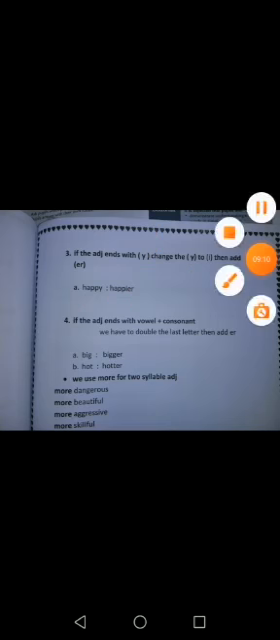Happy. Look here, we have what? We have y. So to add er, for example, Ali is happier than Ahmed. So happier, we write happier in this way: i-e-r. Happier.